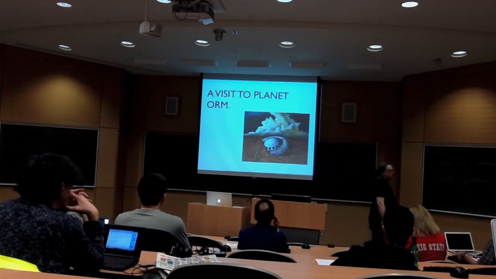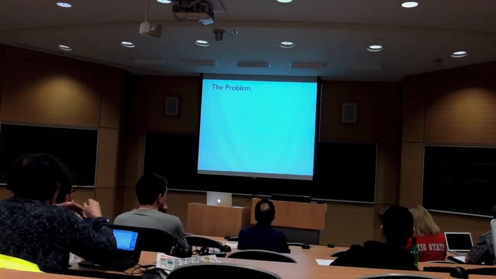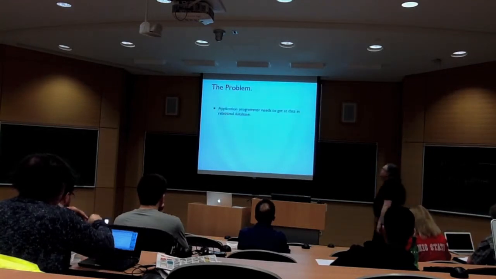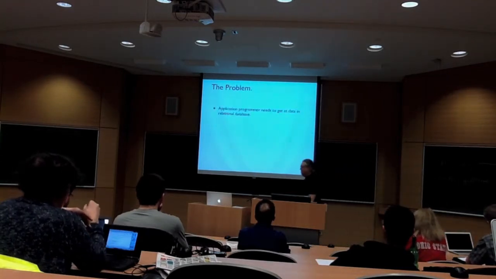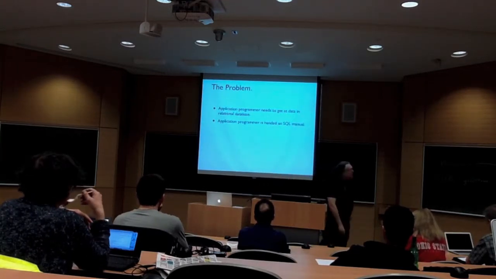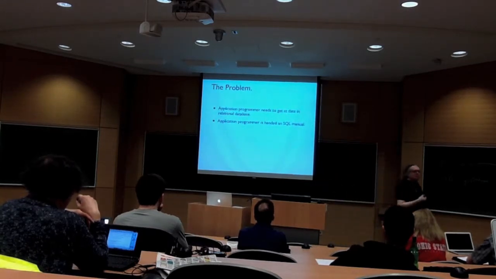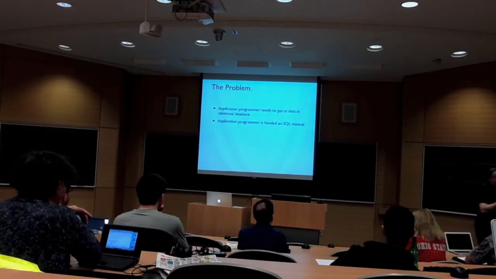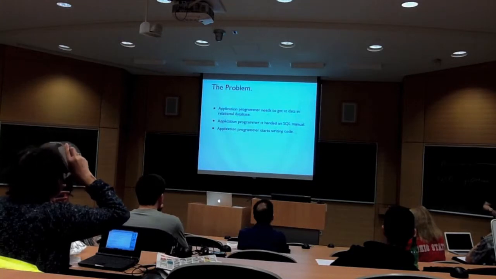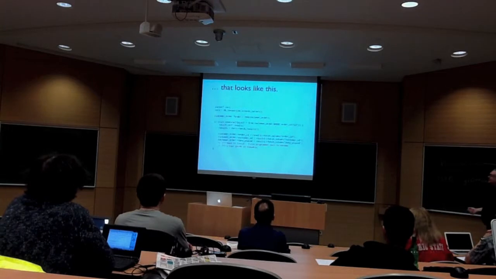Okay, let's talk about Planet ORM, the tale of two worlds. So, the problem: the application programmer needs to get the data into the relational database. That's a pretty common problem. The application programmer is handed an SQL manual. Let's say we're in the early 90s. Here's the API, thunk. And the application programmer says, oh great, got it, and starts writing code. And the code looks kind of like this.